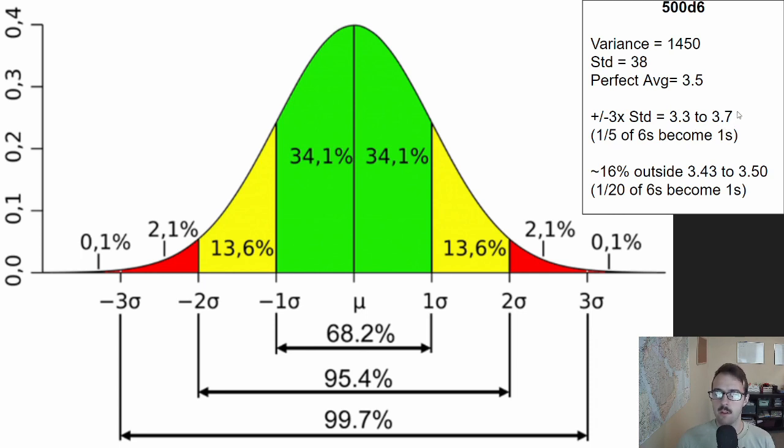So in other words, as long as you fall within the 99.7% chance of these 500 d6, you will be within 3.3 to 3.7 average over your entire dice roll. So 1 out of 600 games, you will be outside of this average. And this is obviously incredibly extreme. It only happens once every 600 games, and that would equate to about 1/5 of your 6s being rolled in a game to become 1s.